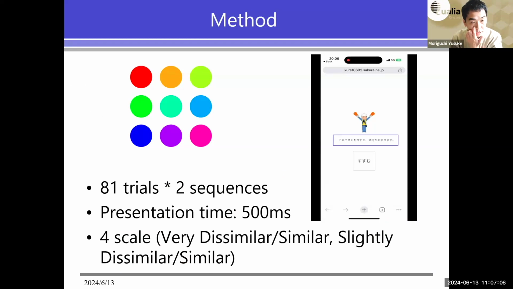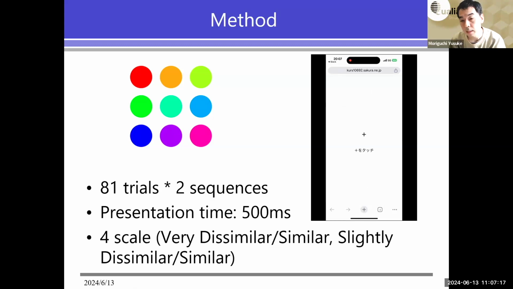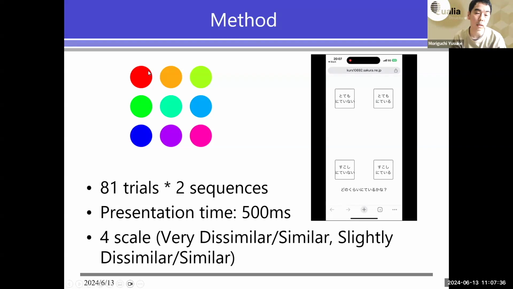We used 9 basic colors, and this is a demonstration of our experiment. Children are presented with a pair of colors and asked to evaluate the similarity of the two colors using a 4-point scale. Children have to evaluate whether they are very similar, very dissimilar, slightly similar, or slightly dissimilar. There are 9 stimuli, so 9 by 9, 81 trials, and we conducted 2 sequences of 81 trials. In total, 162 trials were conducted.